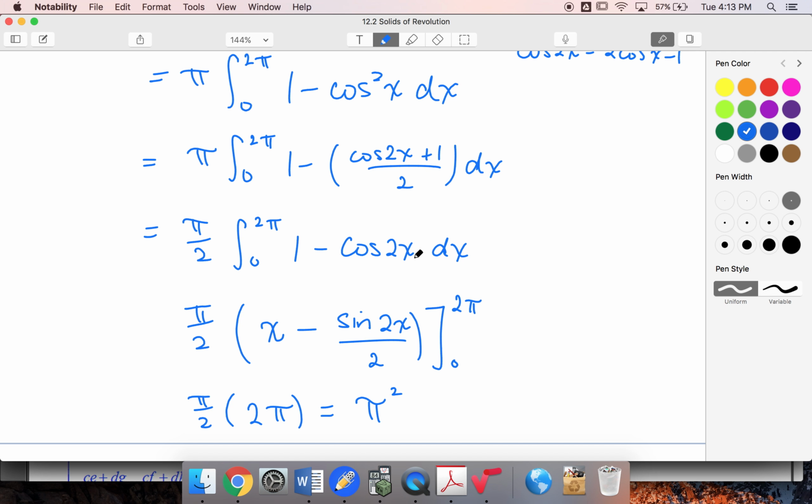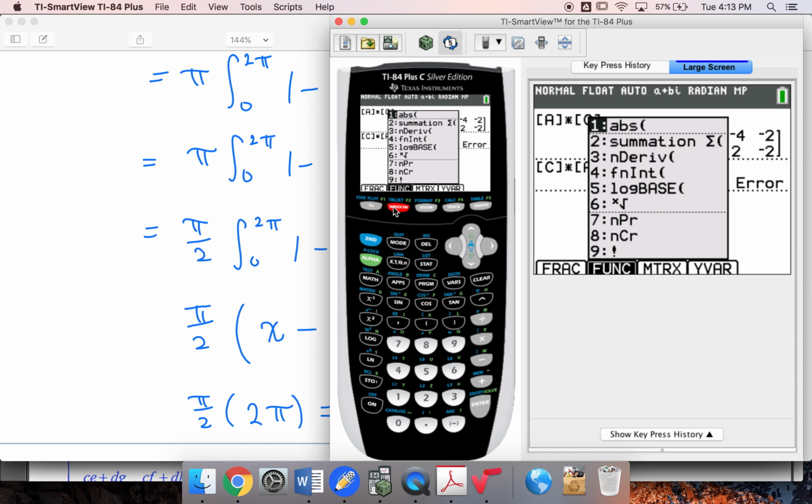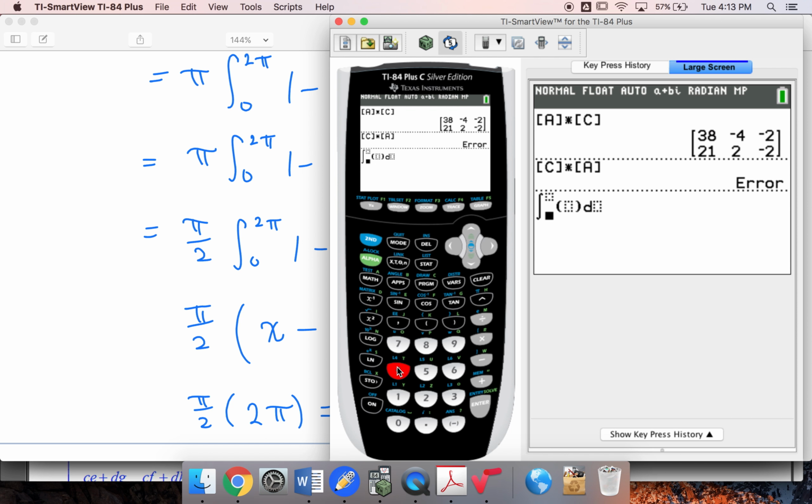So remember, if I wanted to check myself, I could come into my calculator. So let's go into my fn int. So I'll go from 0 to 2 pi of sine x. That whole quantity I am squaring. So I need an extra parenthesis on the left side here. So I'll insert one. And then dx.